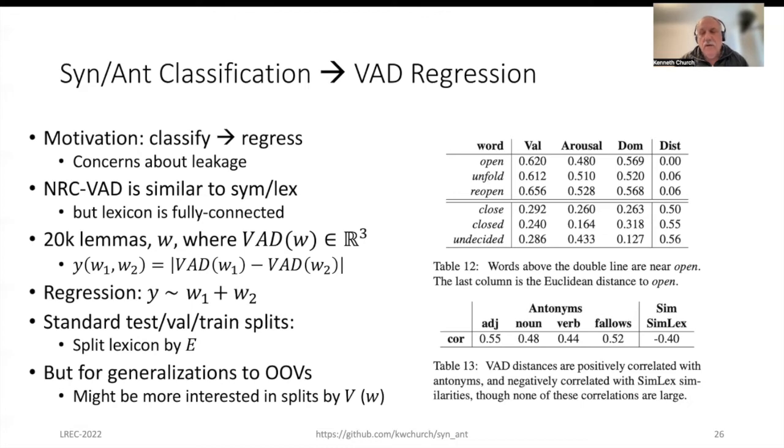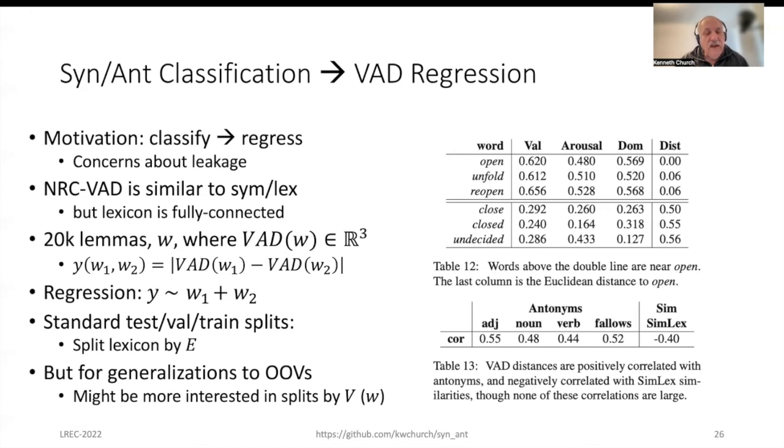They could be as magnitude could be close to 1. The VAD distances are kind of like the synonym-antonym task. They don't have the problem with leakage because the VAD lexicon is fully connected. That is, we have 20,000 lemmas, and for each lemma, we have a point in R3, and you can define a distance between any pair of these 20,000 words. So that's why I say it's fully connected.